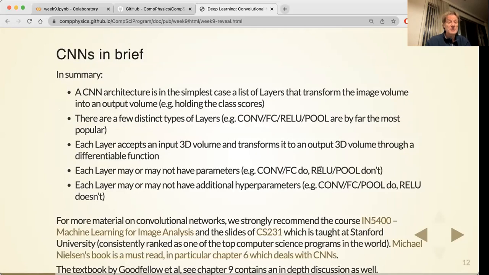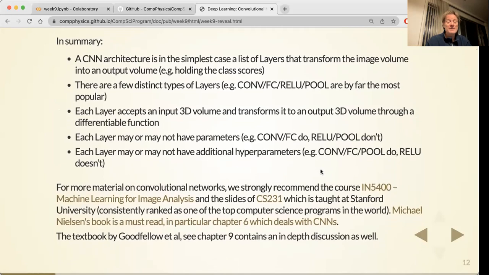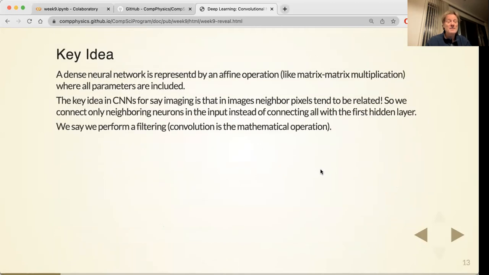So we are coming back to these things. If we now go and look at the mathematical ideas, I just wanted to use the slides a little bit, and then we are going back to the whiteboard just to slow down the pace a little bit. A dense neural network is represented, as we said, by an affine operation, like a matrix vector multiplication.